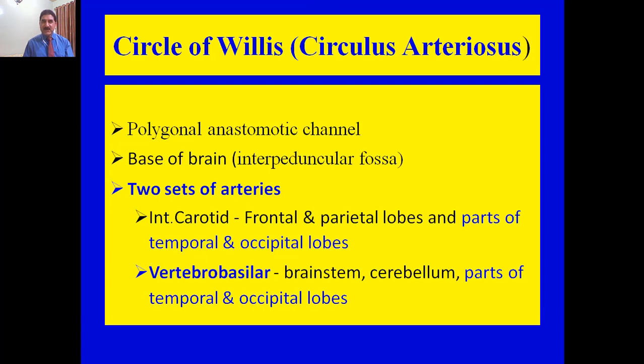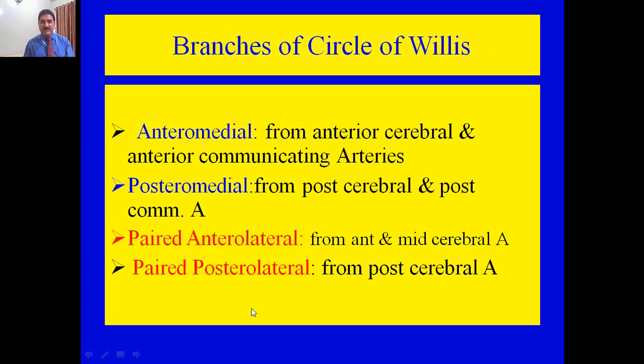So the circle of Willis is a polygonal anastomotic channel at the base of the brain or in the interpeduncular fossa. Two sets of arteries are there. We have the internal carotid artery, which supplies the frontal and parietal lobes and parts of the temporal and occipital lobes. The vertebrobasilar arteries supply the brainstem, cerebellum, and parts of the temporal and occipital lobes. From this slide, we conclude that parts of the temporal and occipital lobes are supplied by both branches of the internal carotid artery and the vertebrobasilar system.